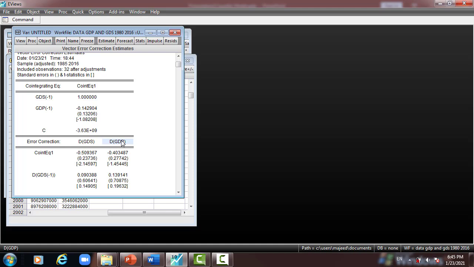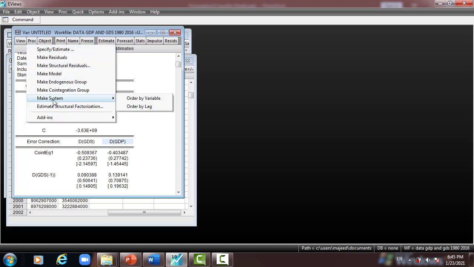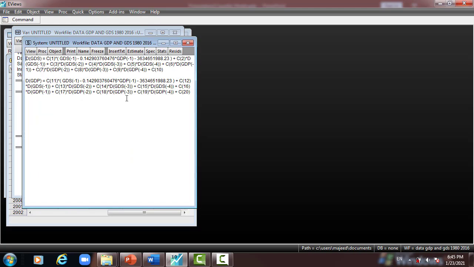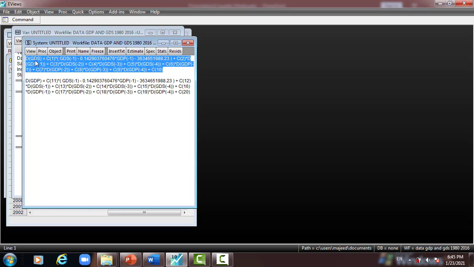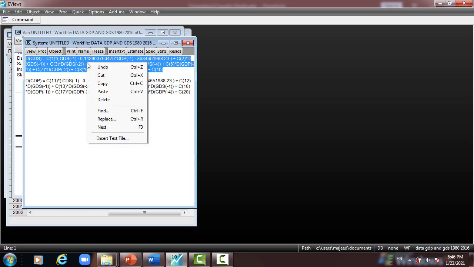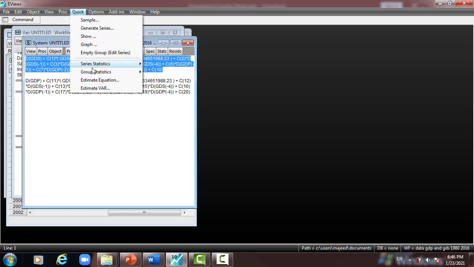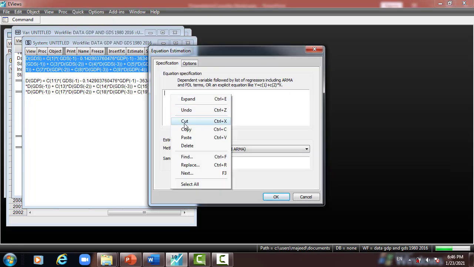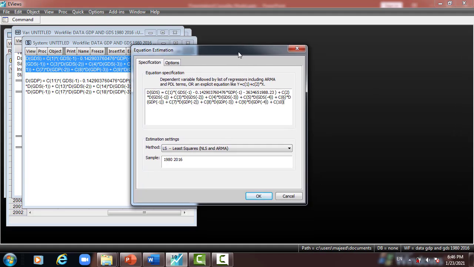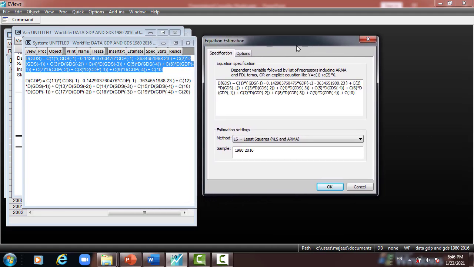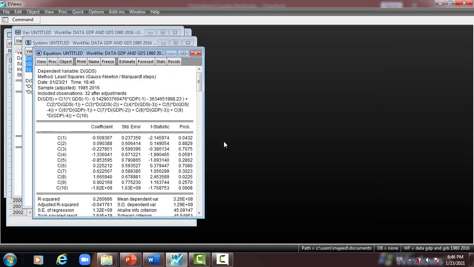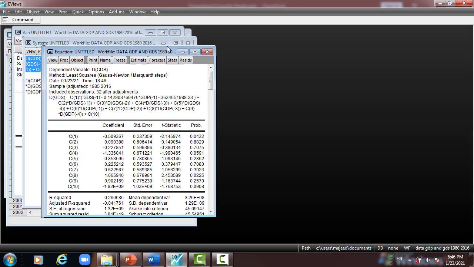We have to find the p-values. How do we find the p-values? We go to Proc, Make System, order by variable. This is the first equation because we put GDS as the dependent variable. We copy it, go to Quick, Estimate Equation, and paste it here. This is the variable we have. Press OK. This is the outcome.